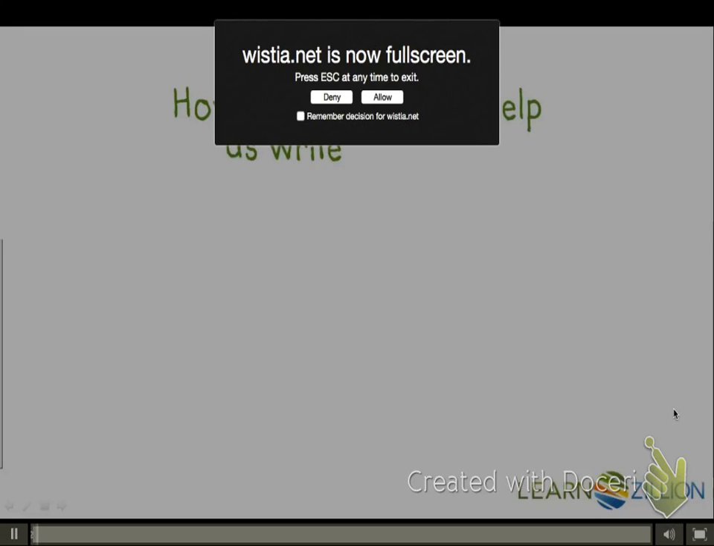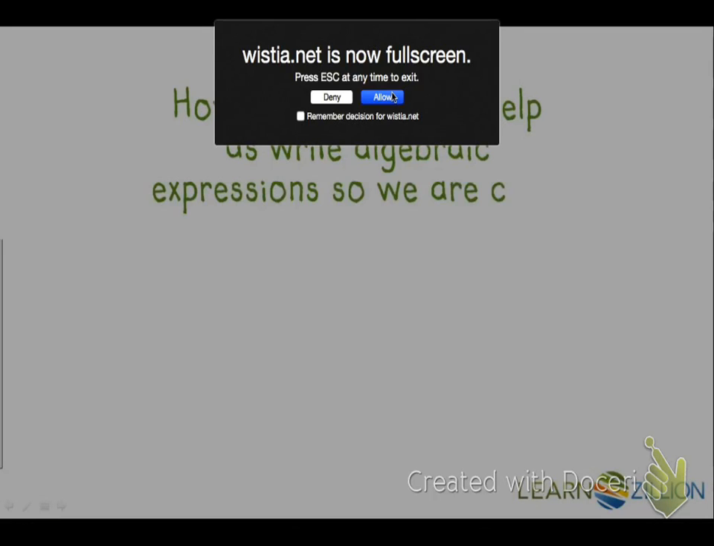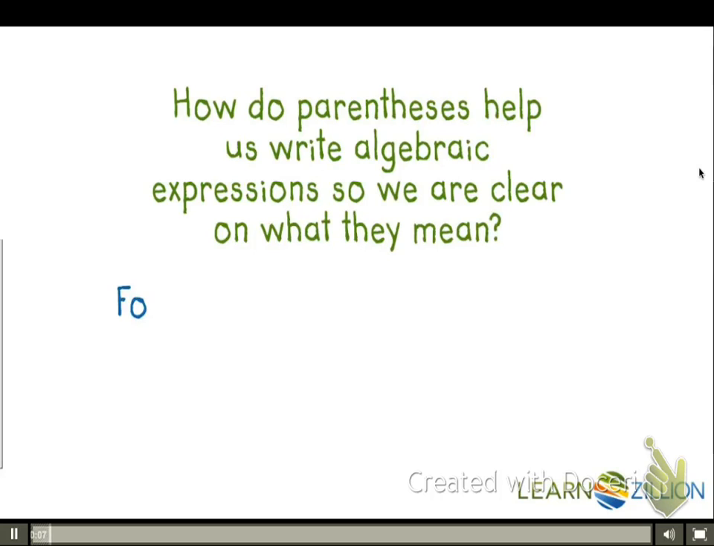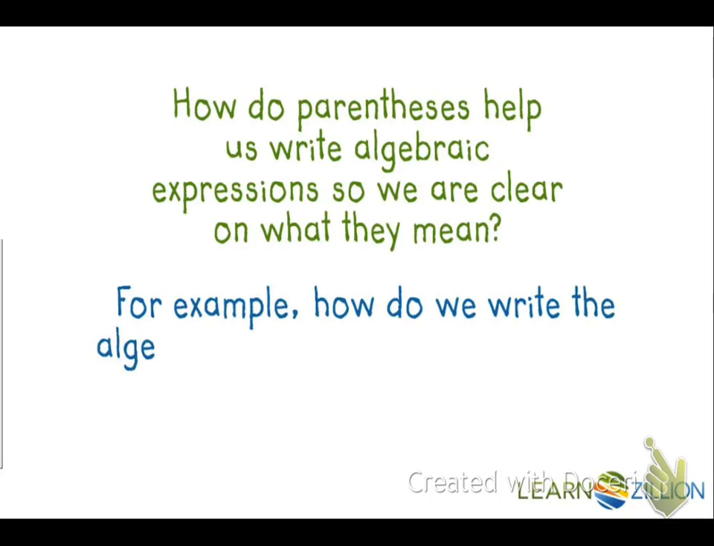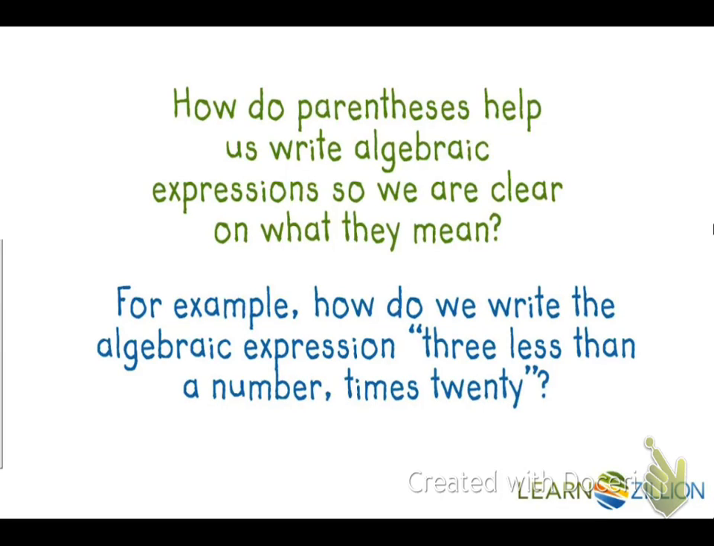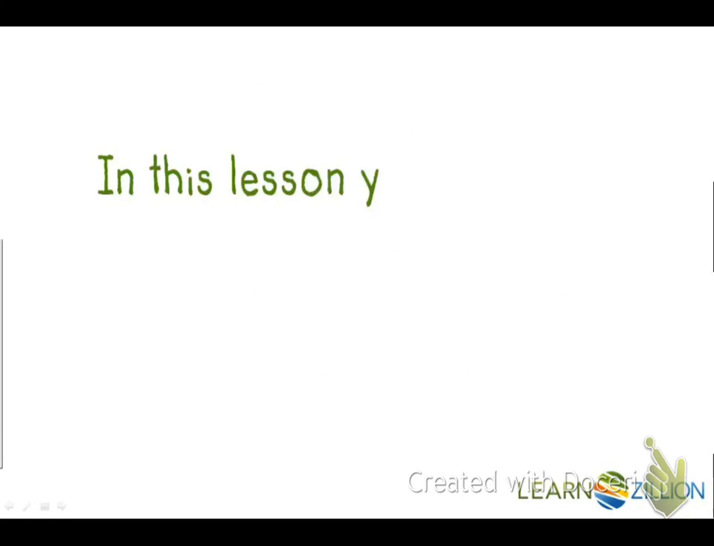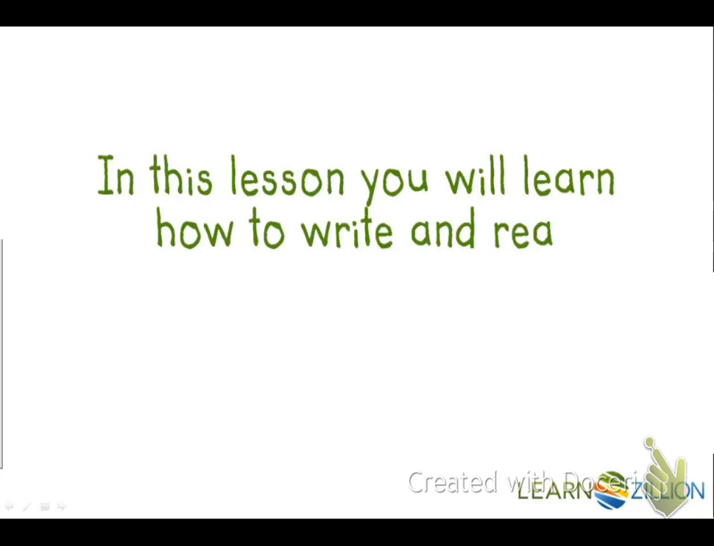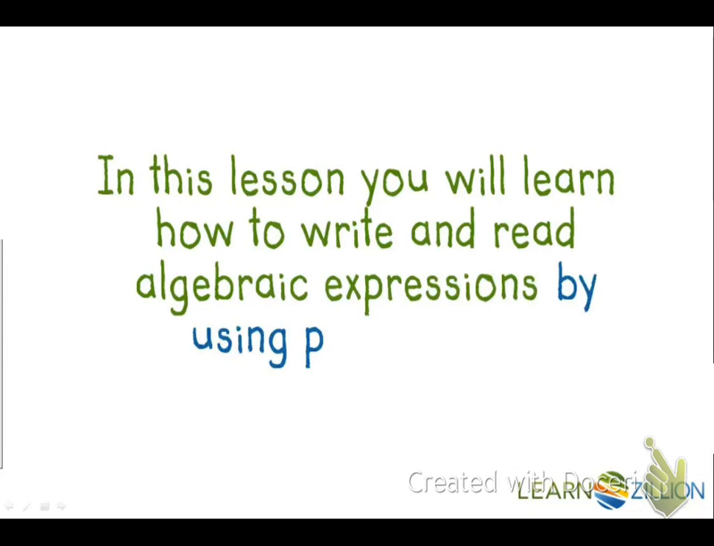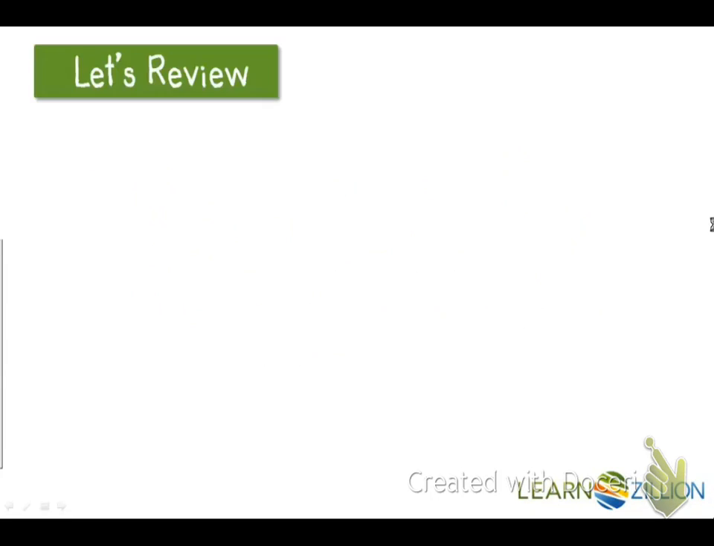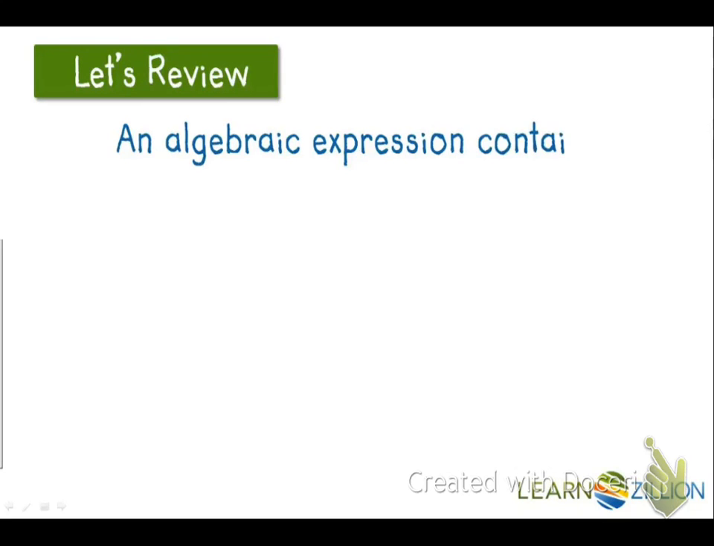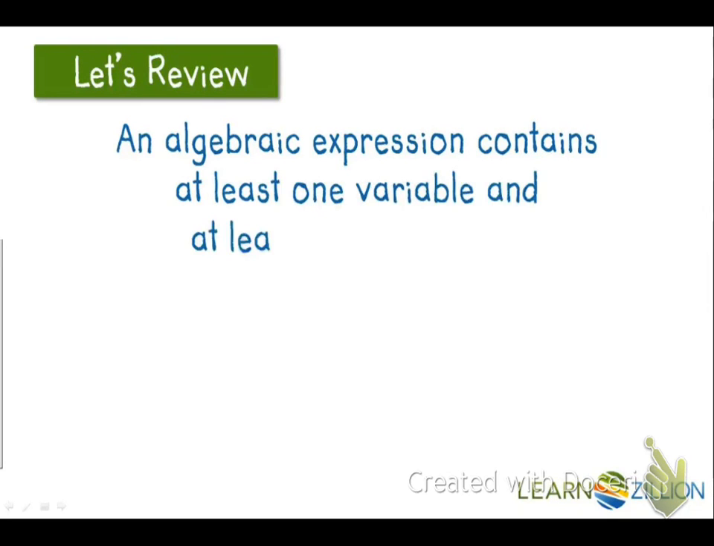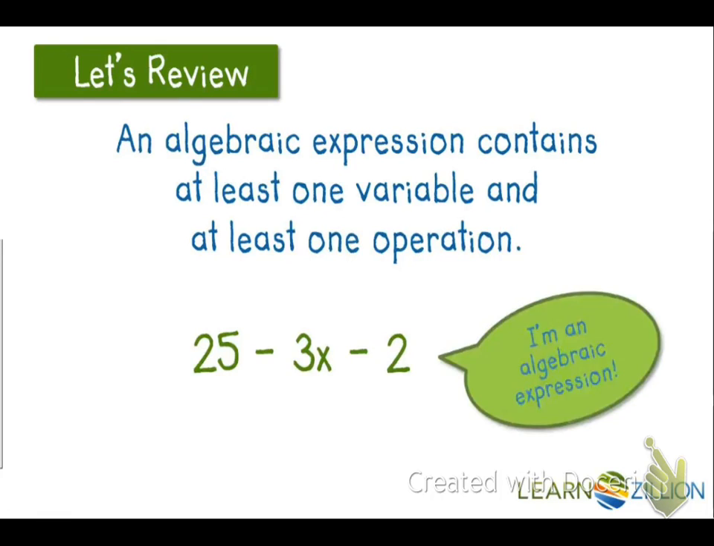How do parentheses help us write algebraic expressions so we are clear on what they mean? For example, how do we write the algebraic expression 3 less than a number, comma, times 20? In this lesson, you will learn how to write and read algebraic expressions by using parentheses. Let's review. An algebraic expression contains at least one variable and at least one operation. 25 minus 3 times x minus 2 is an algebraic expression.